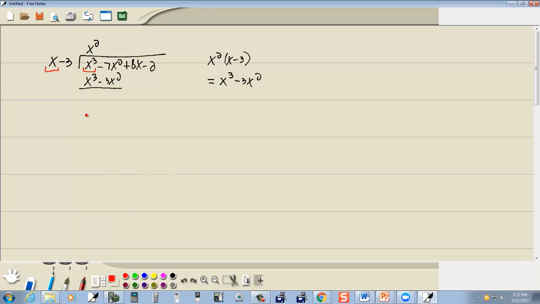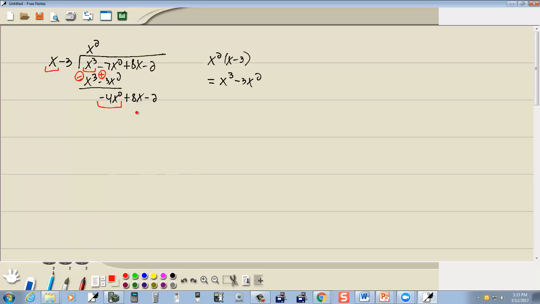Now we're going to subtract that line, which means flip signs. So this positive x to the third becomes negative. This negative 3x squared becomes positive. X to the third minus x to the third drops away. Negative 7x squared plus 3x squared gives us negative 4x squared. And then I'll carry down everything else. And then we repeat the process.